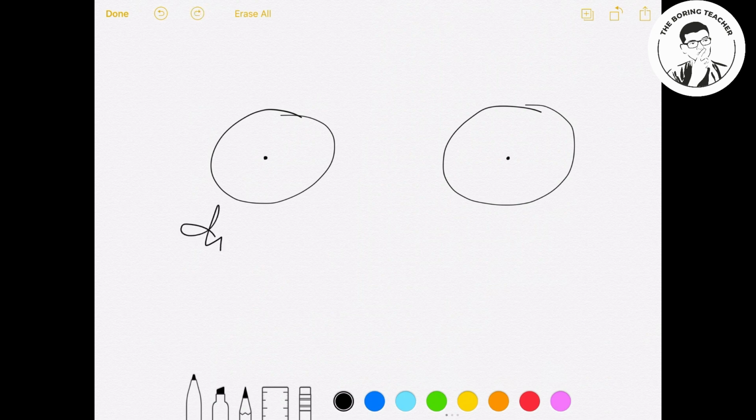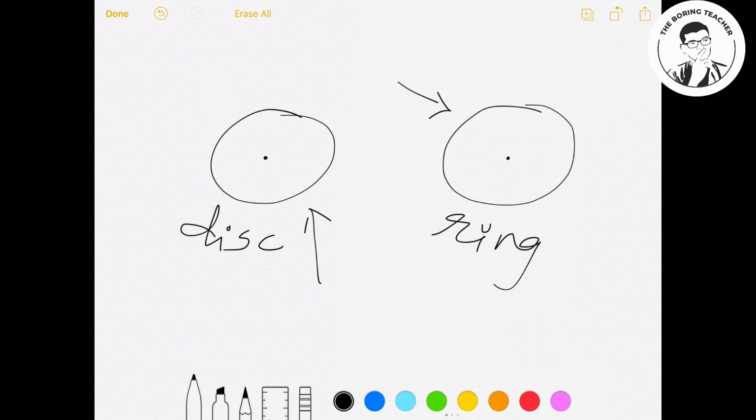The difference between these two is that, let us assume that this is a disc and this is a ring. In this case, the center of gravity will lie on the surface, and in this case, the center of gravity is not lying on the surface of the object. So it may sometimes happen that the center of gravity lies outside of the body.